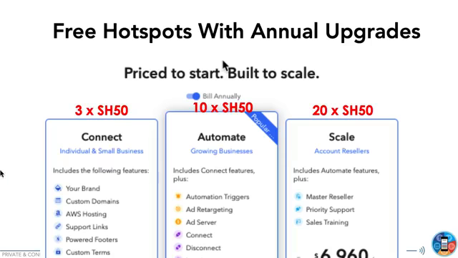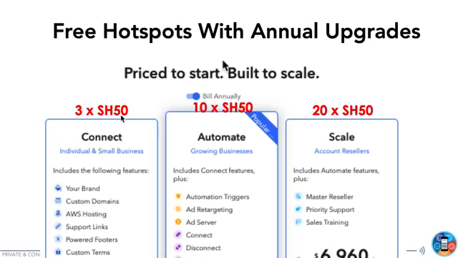If you upgrade to the Connect annual plan, we're going to give you 3 SH50s. So those are the hardware that's available in our store with free shipping, so you don't have to pay separately. All you need to do is upgrade to a Connect plan, and we'll ship you 3 SH50s. If you upgrade to an Automate annual plan, we're going to send you 10 SH50s.